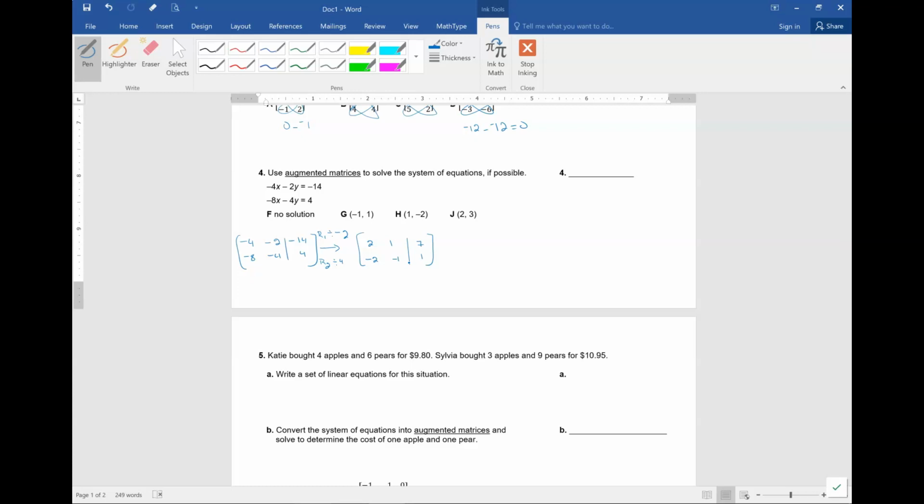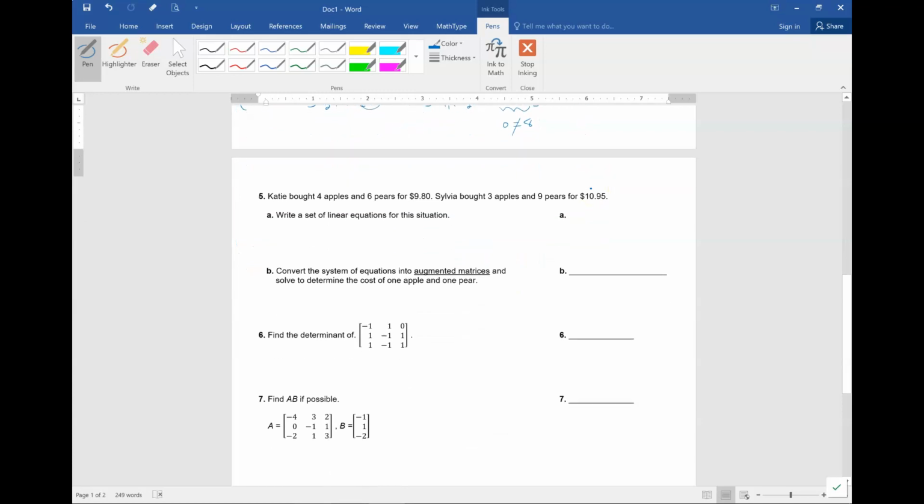All right, so next, I want to get rid of this one. So why don't I do row 1 plus row 2? So I get 0, 0, 8. Okay, and that's a problem because here it says that 0 is equal to 8, and that's not possible, so it's no solution.